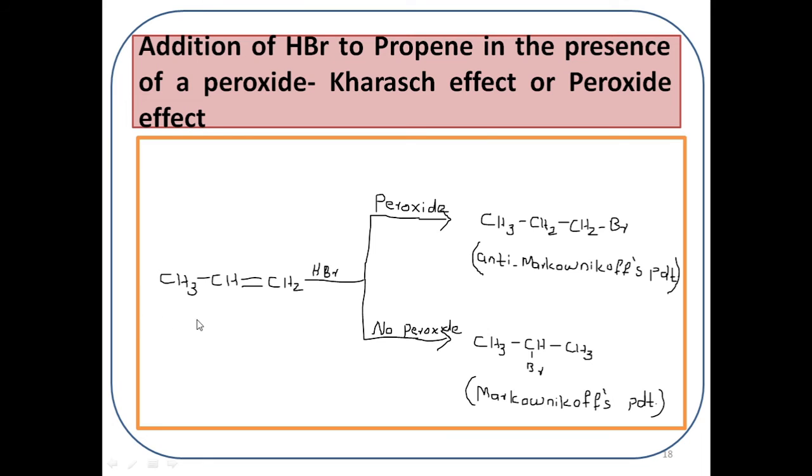This is the situation. 1-propene reacts with hydrogen bromide. In the absence of any peroxide, we will get the Markovnikov's product, namely 2-bromopropane. And in the presence of peroxide, we get 1-bromopropane, which is the anti-Markovnikov's product.